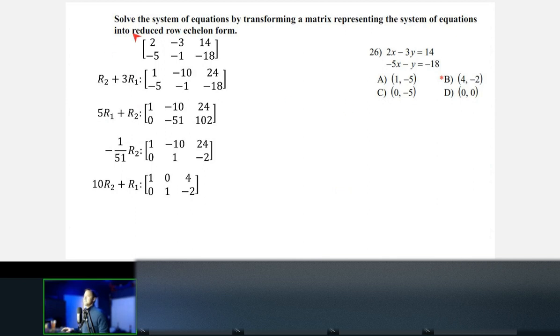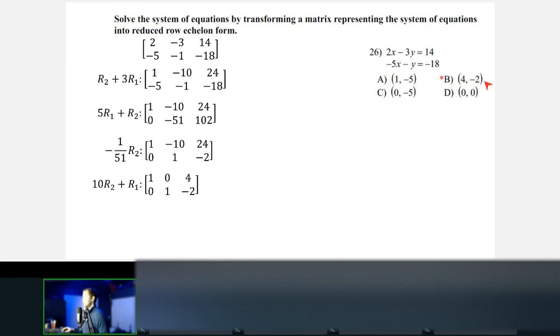All right, 26. This one says solve the system by transforming a matrix representing the system into reduced row echelon form. So this one wants us to solve this system of equations by using RREF. Now, it's multiple choice. So even though it says use RREF, there's really no way for me to enforce it on this problem. We could graph this to see where they intersect. We could use substitution, we could use elimination, we could use the inverse matrix method, we could use Cramer's rule, or we could use RREF, which is what I did here.